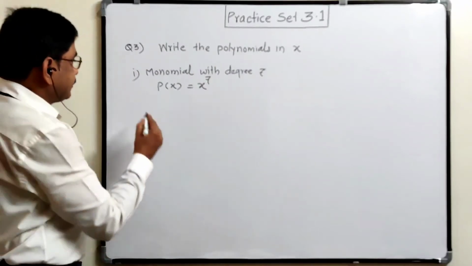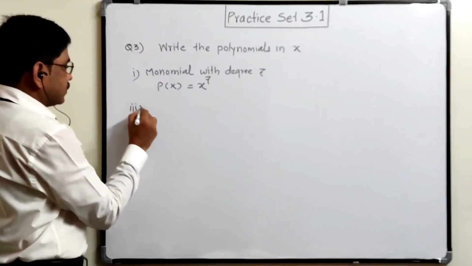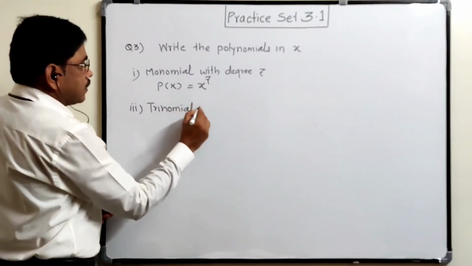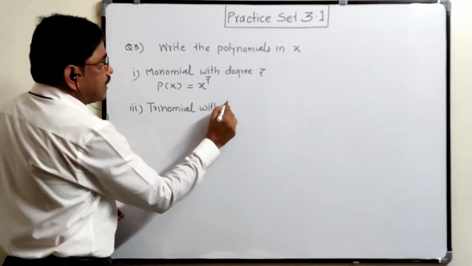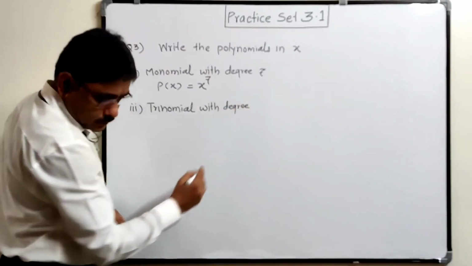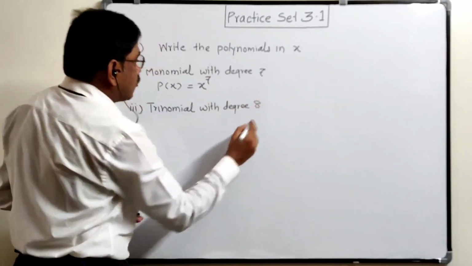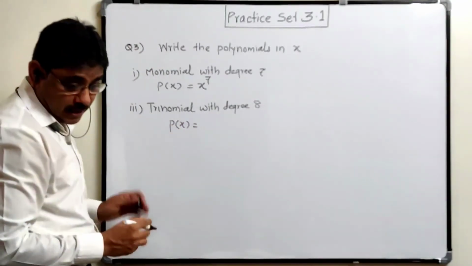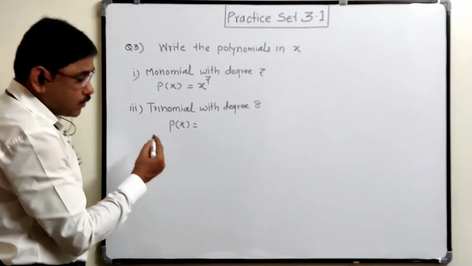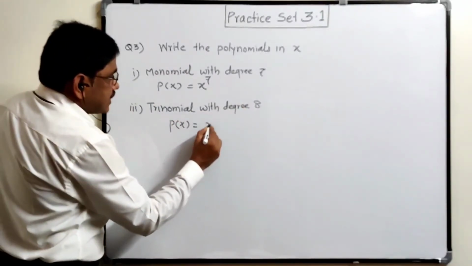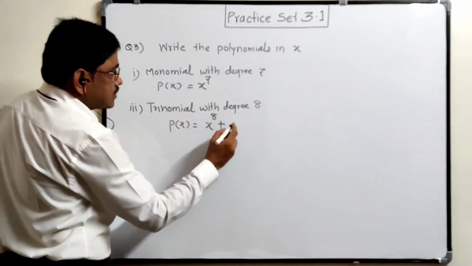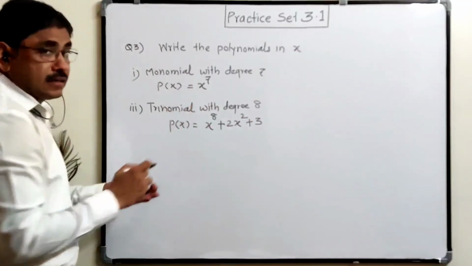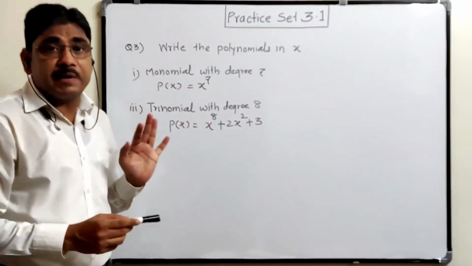Then third one, trinomial. Tri means 3 terms with degree 8. Trinomial with a degree 8. So we can write Px is equal to polynomial in variable x, that we have to write. So x raised to 8 plus 2x square plus 3. We can write any 3 terms, but the highest power must be 8.